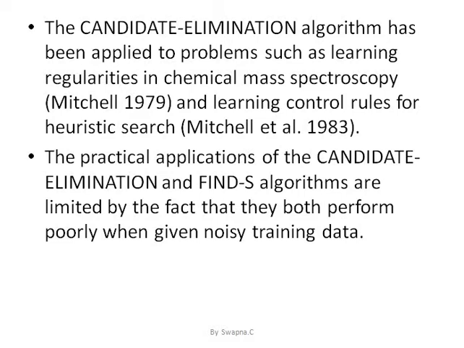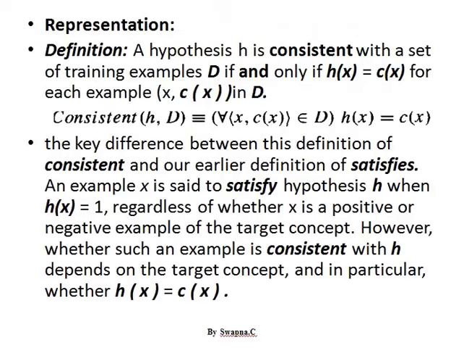The practical applications of the candidate elimination algorithm and the Find-S algorithm have a similarity in one factor: they both perform very poorly when given noisy training data. This is the similarity between the candidate elimination algorithm and the Find-S algorithm. The candidate elimination algorithm solves some issues faced with the Find-S algorithm. One thing is that it covers the positive training examples as well as the negative training examples.